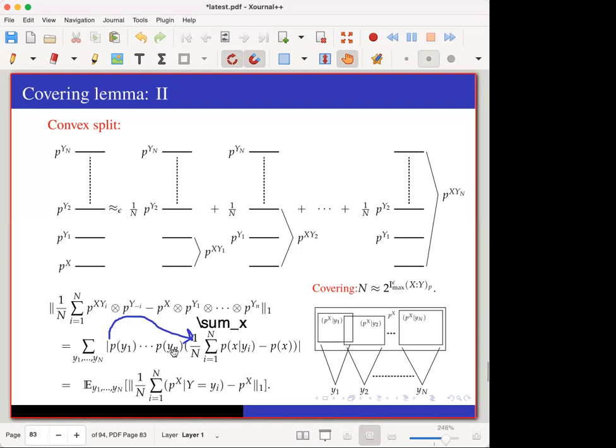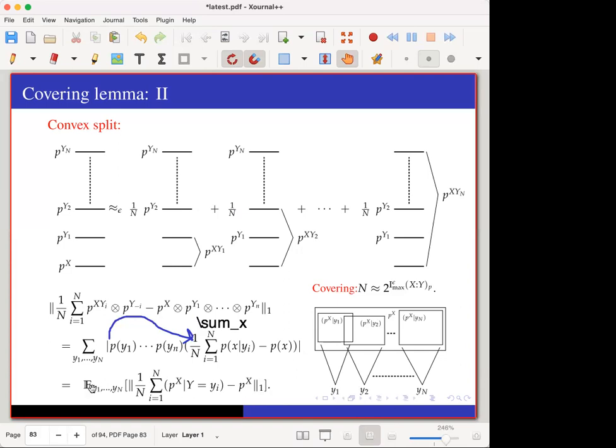So this thing out here in the mod sign, correctly placed, is nothing but the L1 distance between the sample average of the conditionals and the true marginal. And this term outside is the expectation over the choice of the samples. So this is precisely the statement of our covering lemma. That's why I call it covering lemma for L1 distance in expectation.